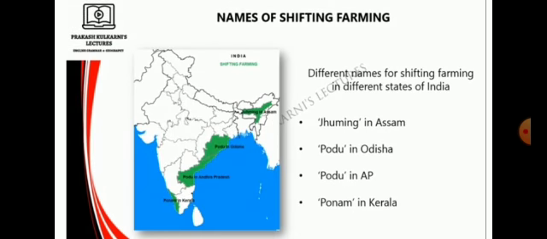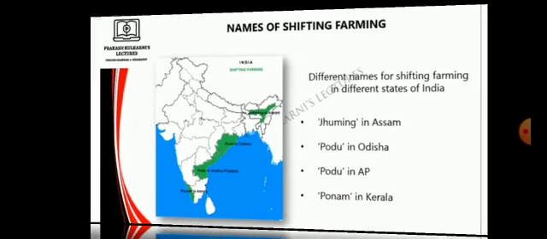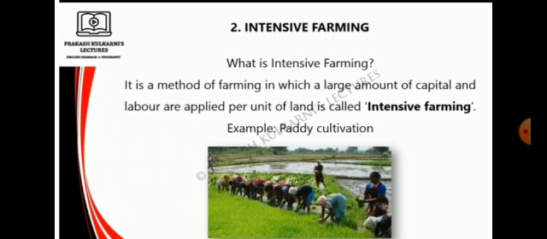Next, names of shifting farming. Which are the names we have to study? There are different names for shifting farming in different states of India: Jhumming in Assam, Podu in Odisha, Podu in Andhra Pradesh, Ponam in Kerala. Next, you have to see intensive farming. What is intensive farming?